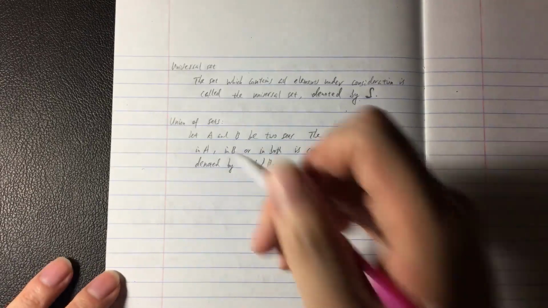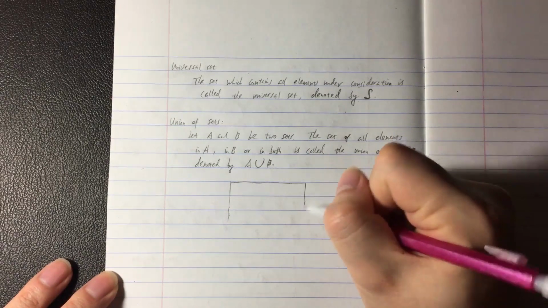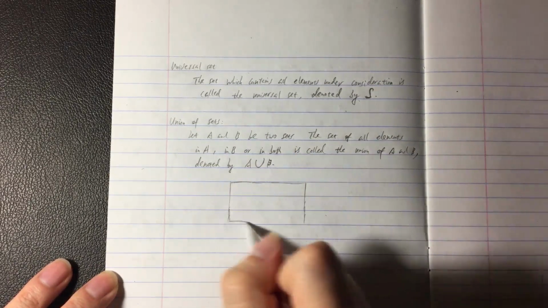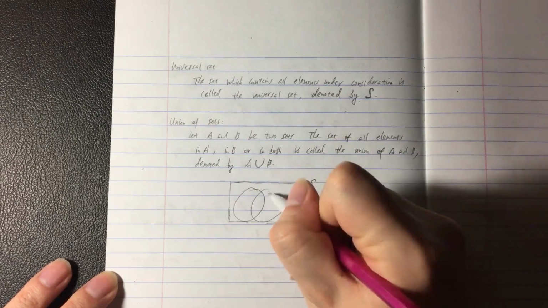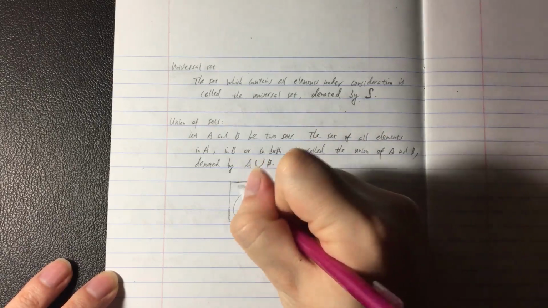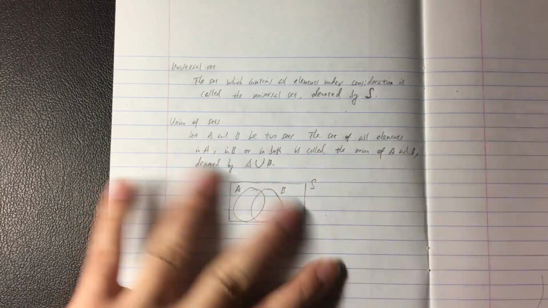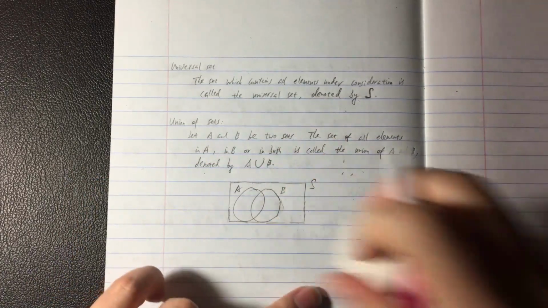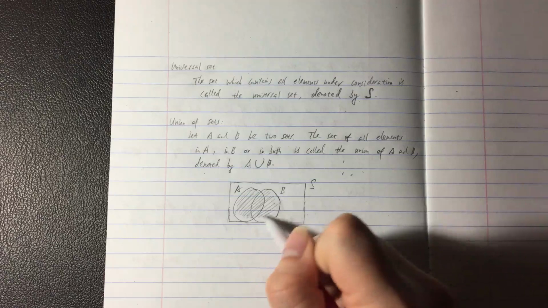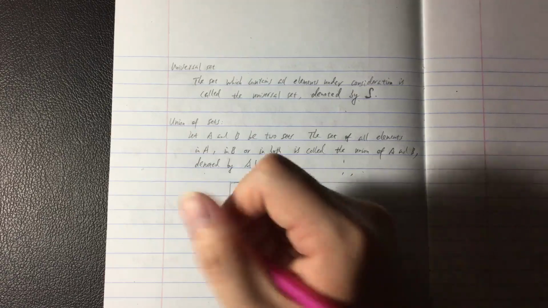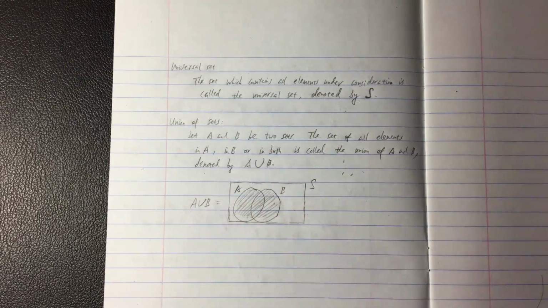Let me show you in a picture. In a Venn diagram, assume this rectangle represents a universal set. A and B are two sets in the universe. We use two circles to represent two sets here. A union B represents all elements in A, in B, or in both. The shaded region here represents A union B.